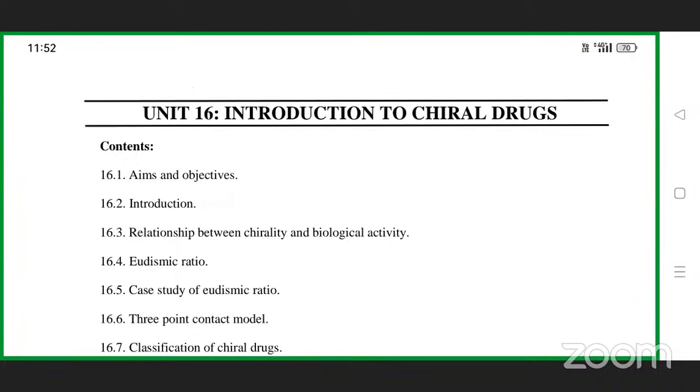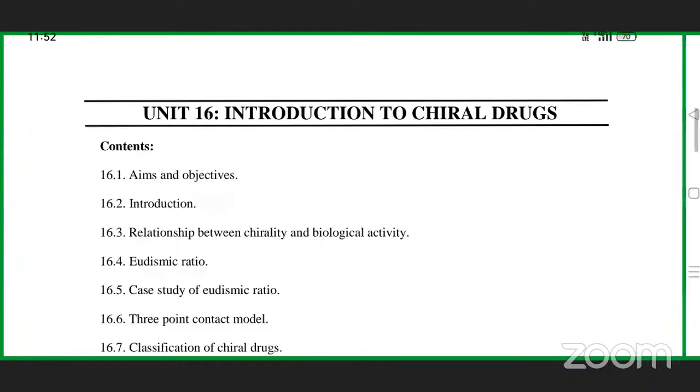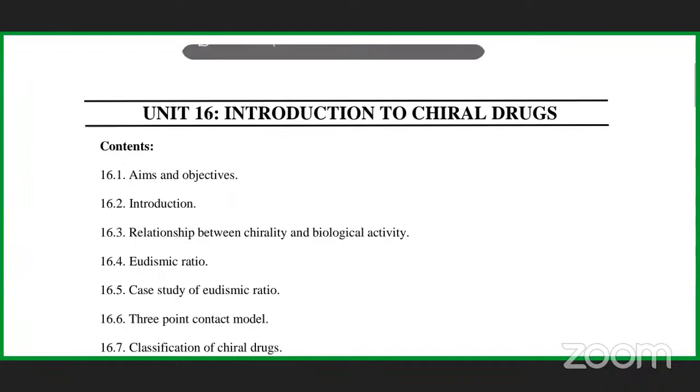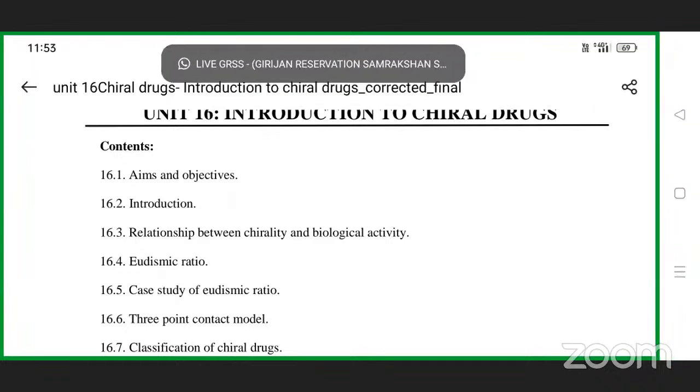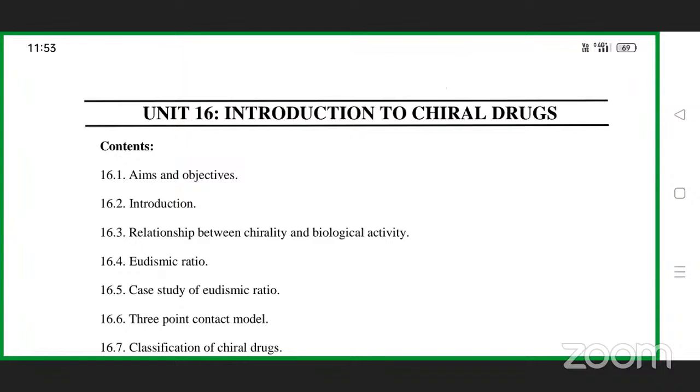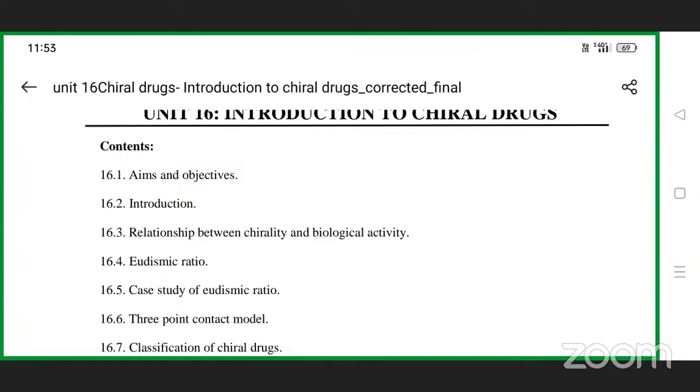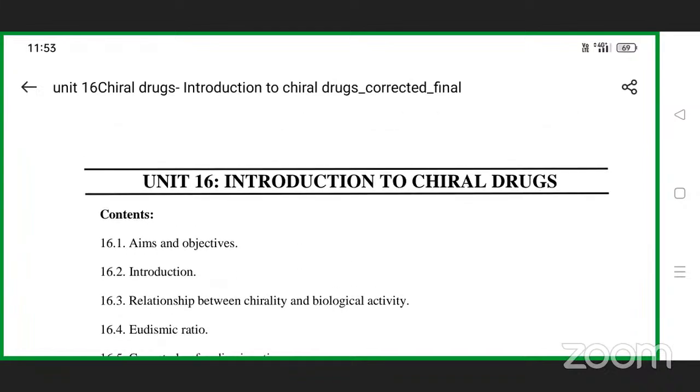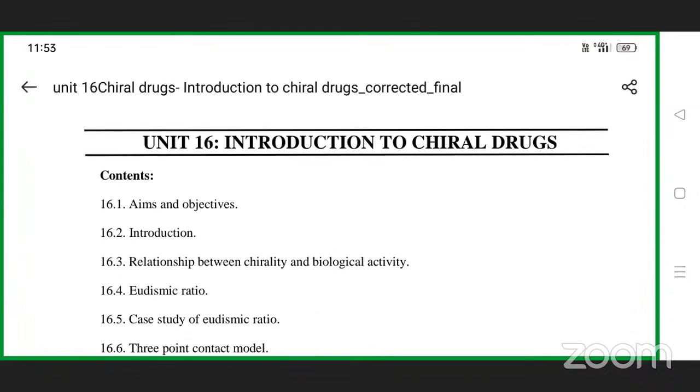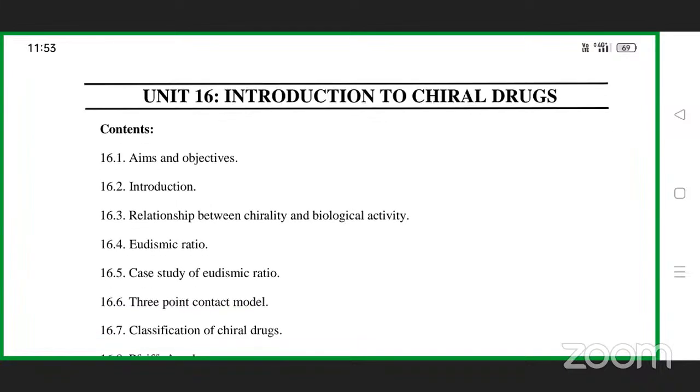So the drug targets that particular problem and repairs that system, bringing the deviated system back into normal mode. That is the introduction and the definition of drugs and disease, which we already discussed in the very first class. And now the chiral drugs.